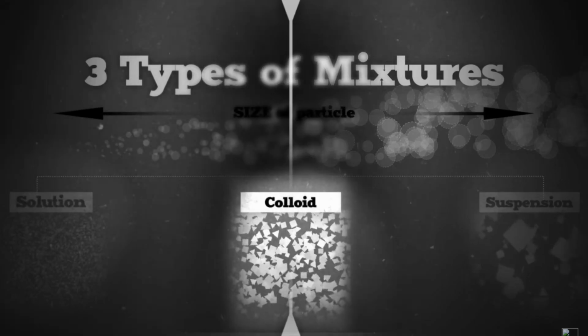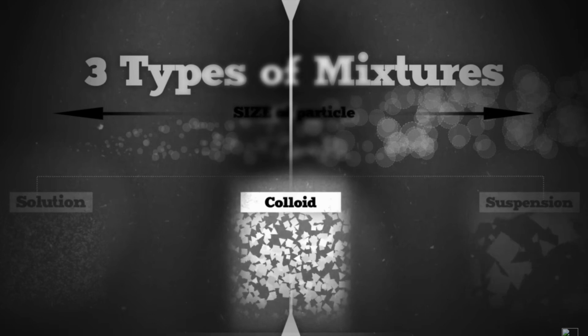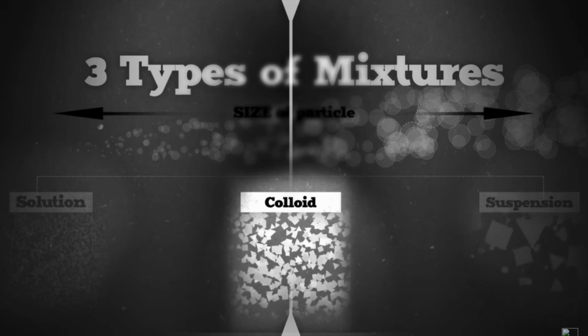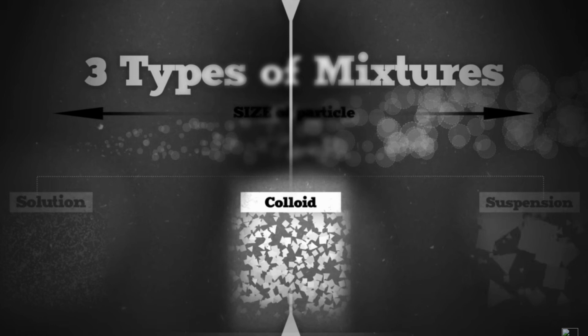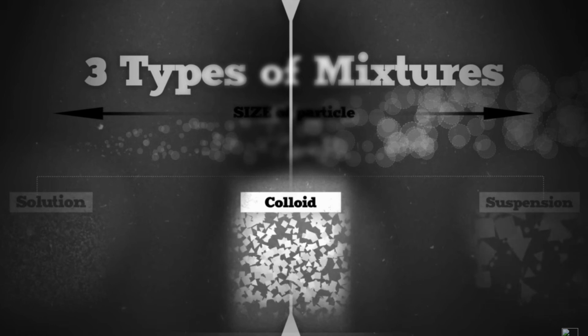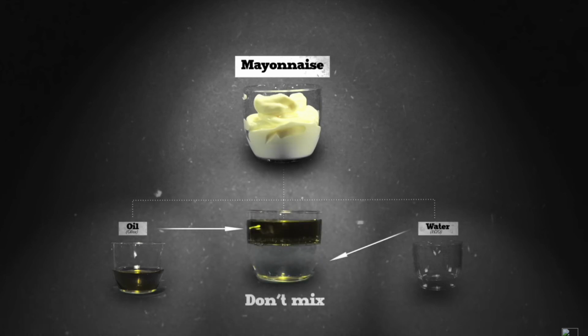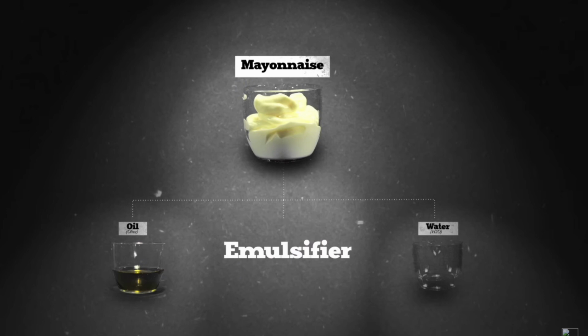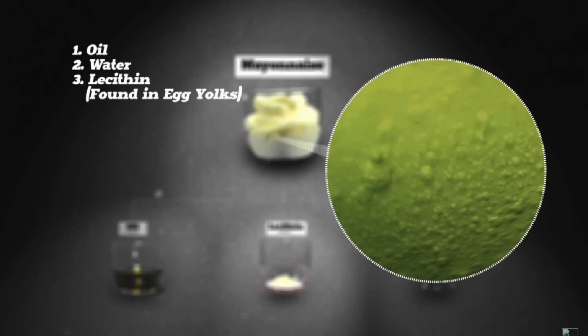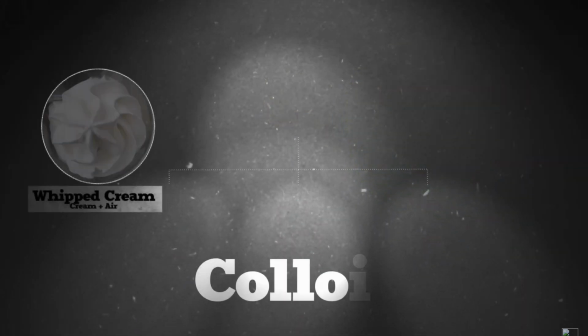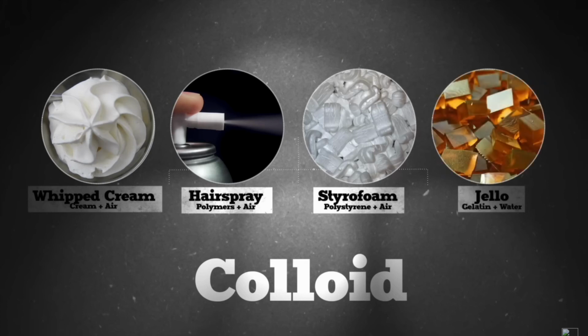The last type of mixture is called a colloid, which is somewhere between a suspension and a solution. It's when you take two materials that don't dissolve and you make the particles so small that they can't separate. Mayo is what happens when you take oil and water, which don't mix, and you bind them together, usually with the help of another substance called an emulsifier. In the case of mayo, it's lecithin found in eggs. And now you're left with really small globs of oil hanging out with really small droplets of water. Whipped cream, hairspray, styrofoam, and jello are all other examples of colloids.